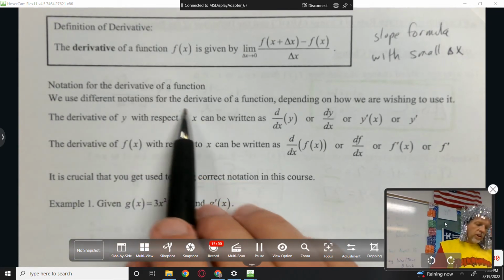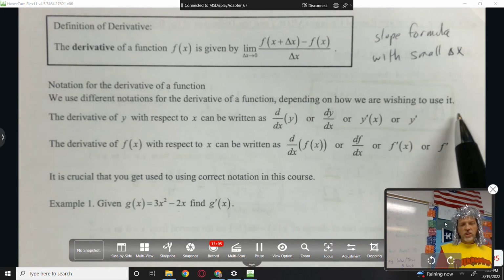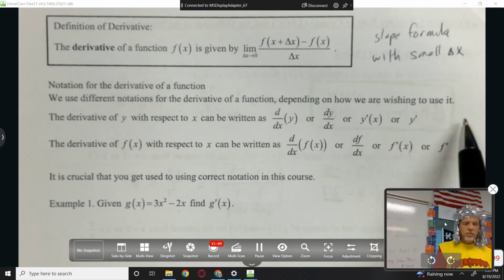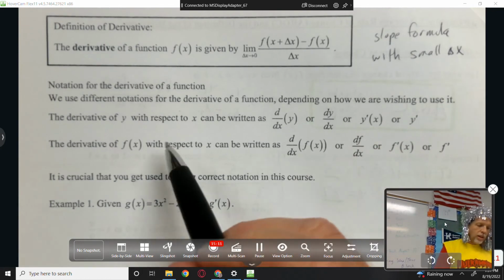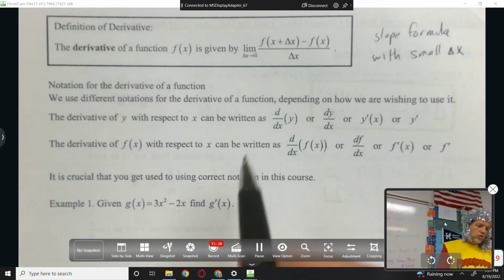We use different notations for the derivative of a function. Kind of depends on the situation, and they're not entirely interchangeable, but for the most part, they're interchangeable. And throughout the year, I'll try to use all of them, just mixing them up to make sure we stay familiar with all of them, rather than sticking with one the whole year. We're going to try to change them up.